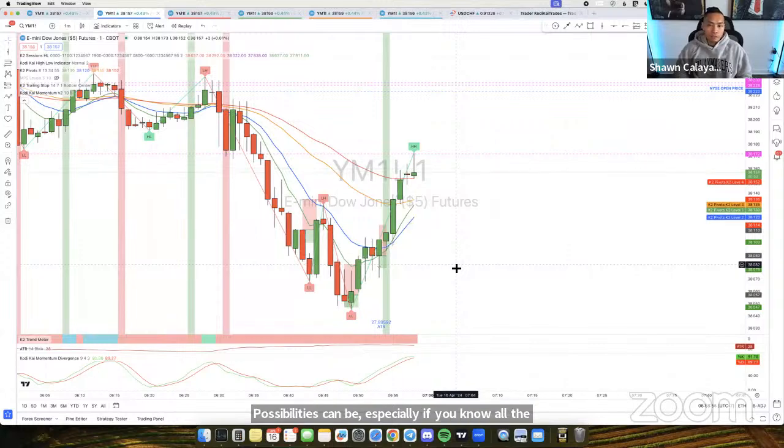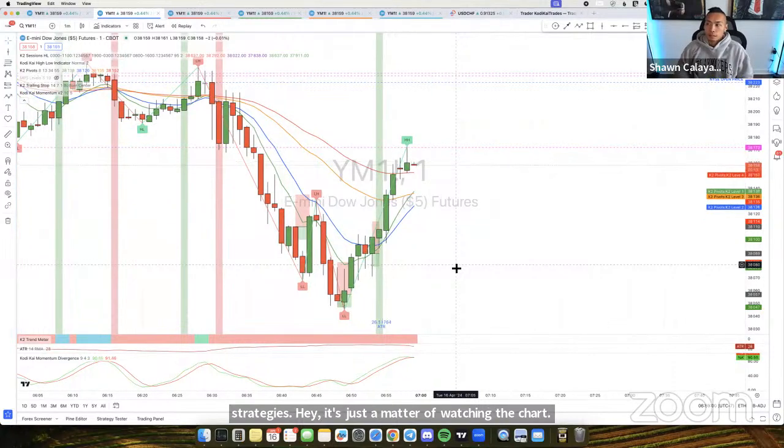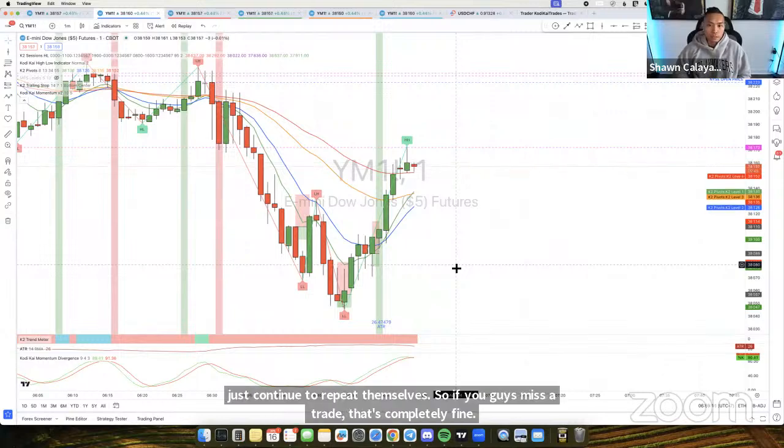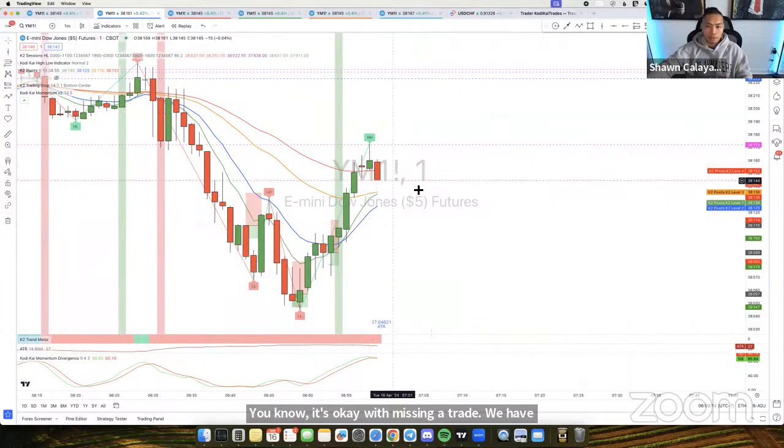It's just a matter of watching the chart, because once you know the strategies, you're just looking for the setups. And the setups will just continue to repeat themselves. So if you guys miss a trade, that's completely fine. It's okay with missing a trade. We have another CD that's possibly setting up right here, but the candle's too small, so probably not going to happen.